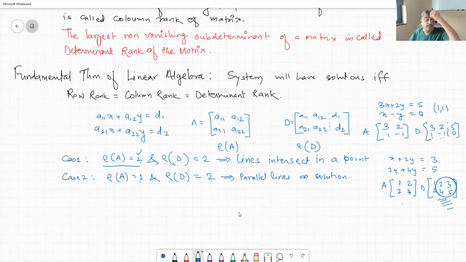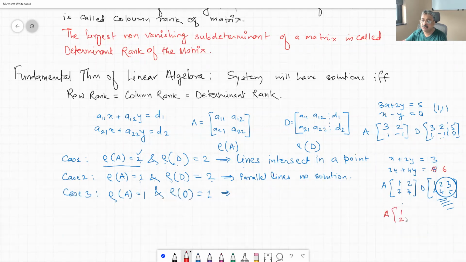Okay. Now, case 3. Rank of A is 1 and rank of D is also 1. What does it mean? It means, suppose I would have put 6 here instead of 5, then A is 1, 2, 2, 4 and D is 1, 2, 2, 4, 3, 6. So the rank of D is also 1. Then you have a solution.